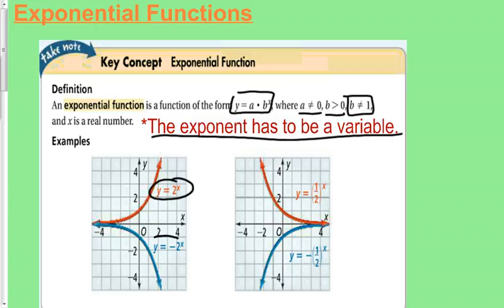Negative 2 to the x power is going to be just the opposite, going down. If you do the reciprocal, it's going to actually start going slower if you go left to right. And the opposite would be for negative 1/2 to the x power. So there's some examples of them. We're going to talk about them a little bit more right now.